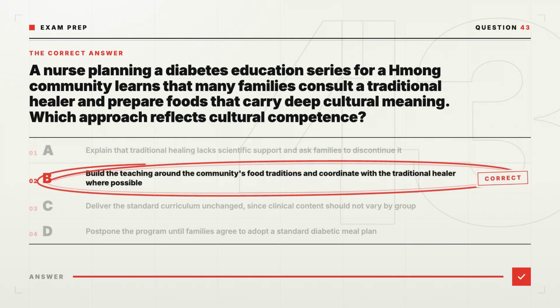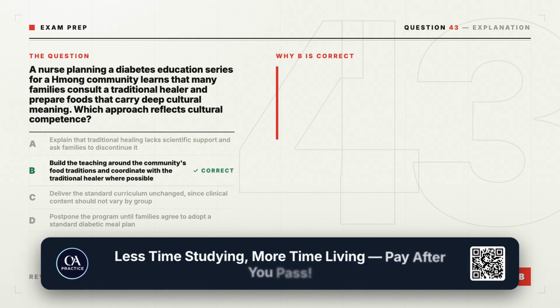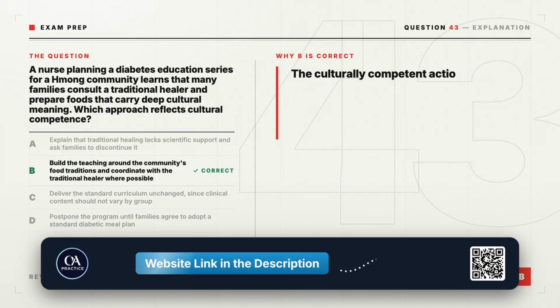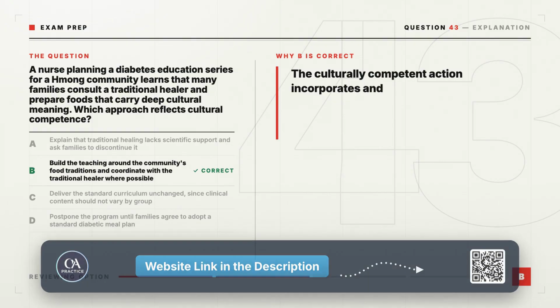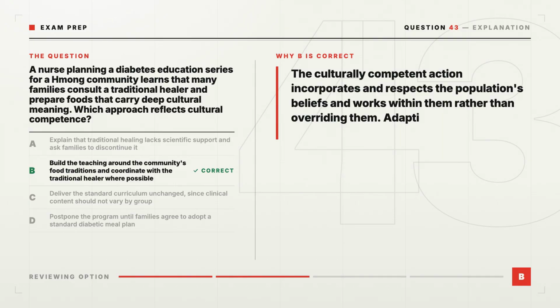The correct answer is B. Build the teaching around the community's food traditions and coordinate with the traditional healer where possible. B is correct because the culturally competent action incorporates and respects the population's beliefs and works within them rather than overriding them, adapting recipes rather than banning foods, and treating the traditional healer as a partner rather than an obstacle keeps the clinical goal intact while keeping the community engaged. Cultural humility adds the reminder that each community remains the expert on its own culture.